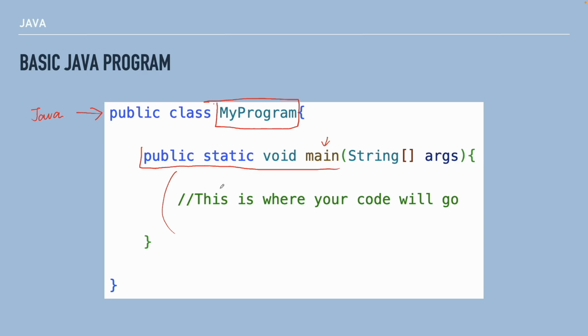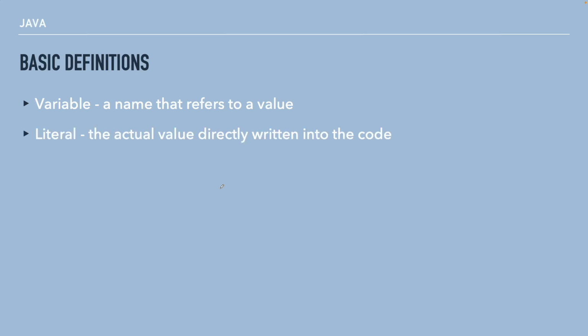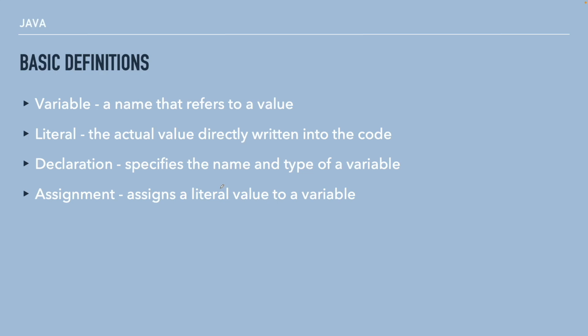Okay? So within this, let's talk about the concept of a variable. First of all, in order to talk about variables, we want to look at some basic definitions. A variable is basically a name that refers to a value that you use inside your program. A literal is the actual value that is directly written into code, and we'll see some examples of that later on. A declaration is when you specify the name and the data type of a variable. And an assignment is when you actually take a literal value and store it into a variable. So you're assigning it to a variable.